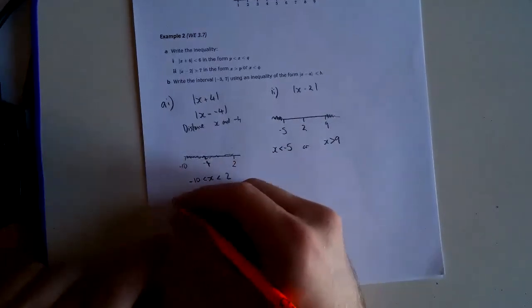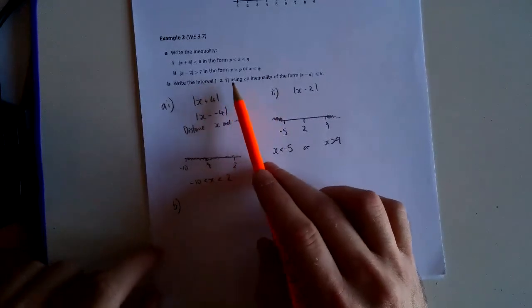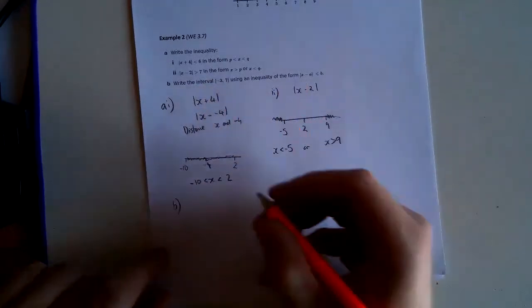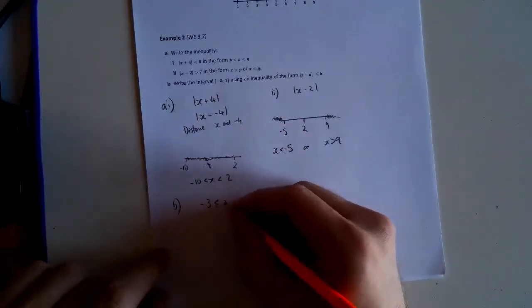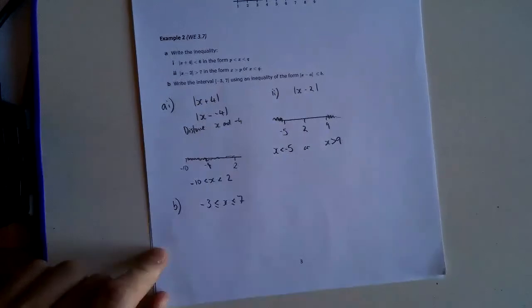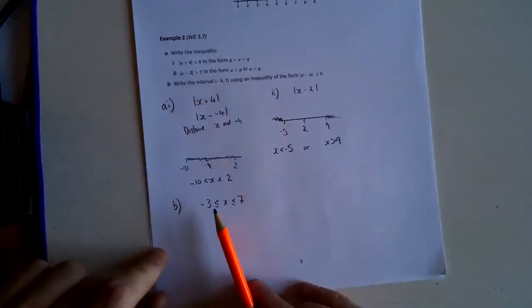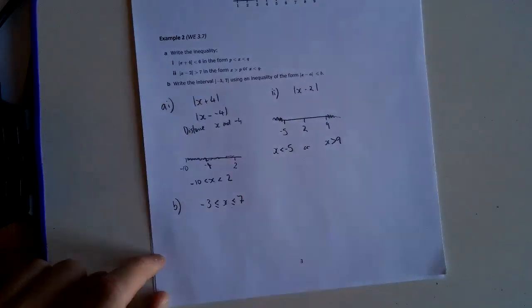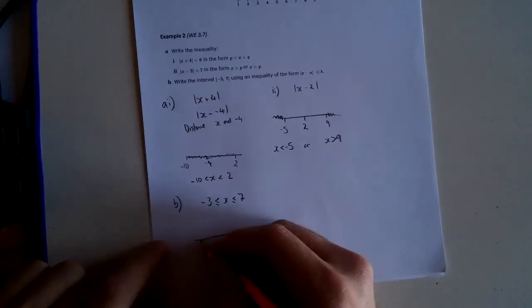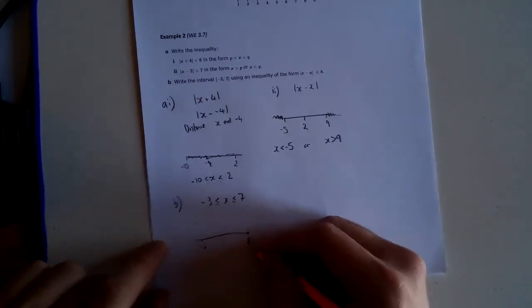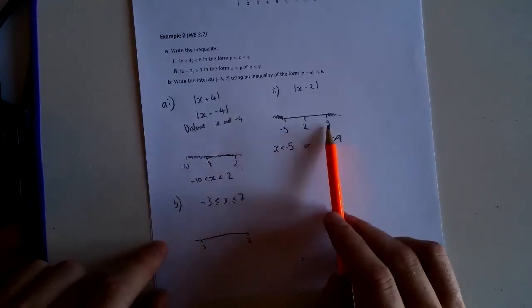Okay, and finally, this one here is giving us an interval and wants us to work backwards. So it's given us this thing here. That's what this interval means. It means it's between -3 and 7. It's in square brackets, which means it can be equal to. And we want to turn that into a number line so we can get a modulus. So -3 and 7.